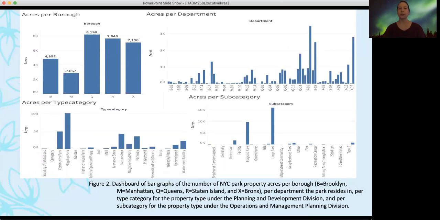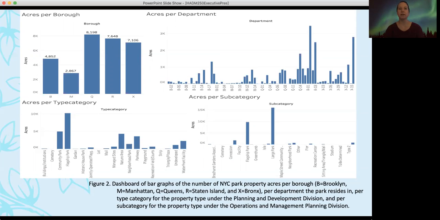The reason for this can be seen back in the top right. Queens has the greatest number of departments, which accumulates a larger number of acres. Manhattan has the fewest acres, as you can see in both the acres per borough and acres per department. The bottom left graph shows acres per type category, which shows acres that are type categorized managed by the Planning and Development Division. Flagship Park type consists of over 10,000 acres of New York City park property.